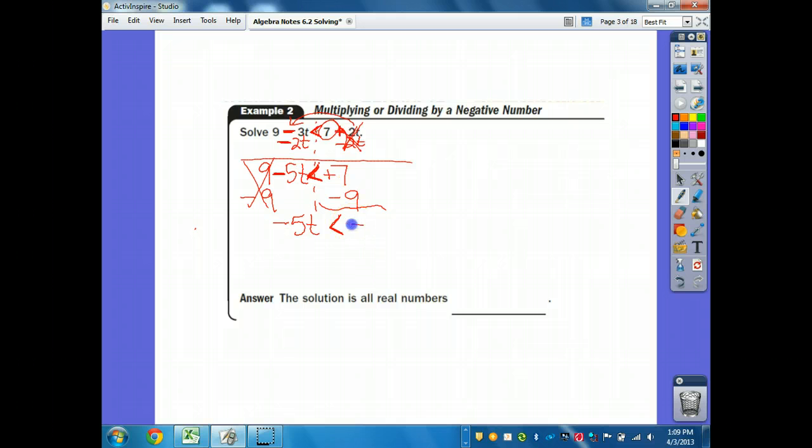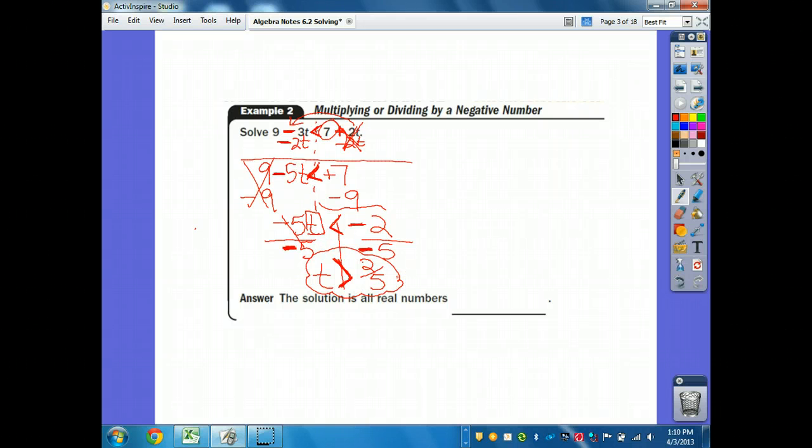Negative 2. And I still need to get t by itself, so my very last step, multiply or divide, which one do I do? I'm going to divide both sides by a negative 5. Therefore, t is greater than, because we're dividing by a negative. So I flip this, it turns it to greater than what? A negative 2 over a negative 5? 2/5. Just leave it as a positive 2/5.